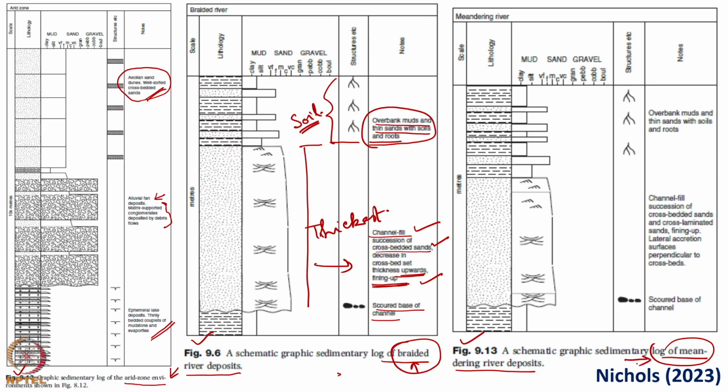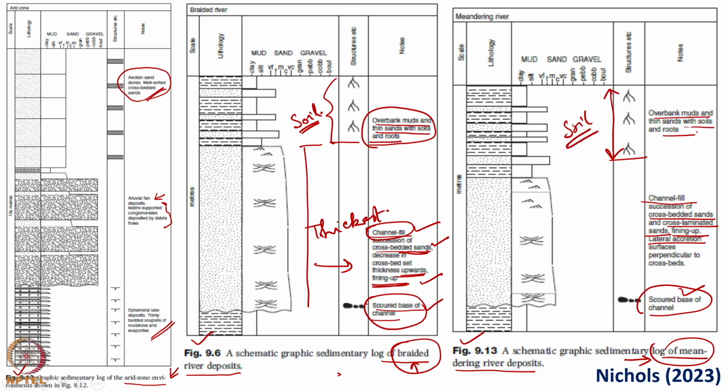Now, let us look at the meandering river deposits. We start with the scoured base of channel. This is a common thing between the braided river and the meandering river, over which comes the channel fill succession. Here also we have a channel fill succession, so it is a similarity. Here we get cross bedded sands and cross laminated sands. The same thing is also found here, cross bedded sand, and then a fining upward succession is found. Then over it the tree roots are visible. So, as per one definition of soil, this can be called soil, over which lies the overbank muds and thin sands, soils and roots.